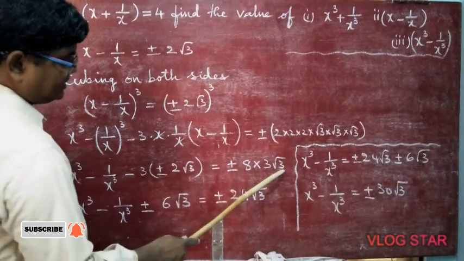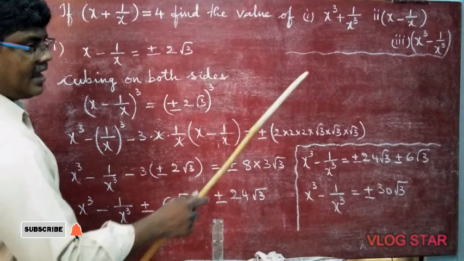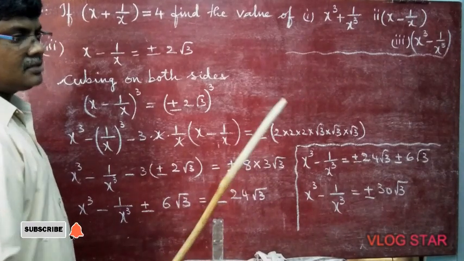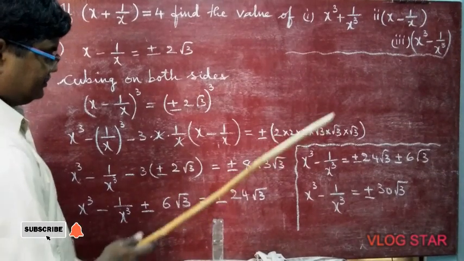Again one more root 3 is left here. So root 3 into root 3, 3. Root a into root a, a. Don't ask me a, sir. Root b into root b, b.